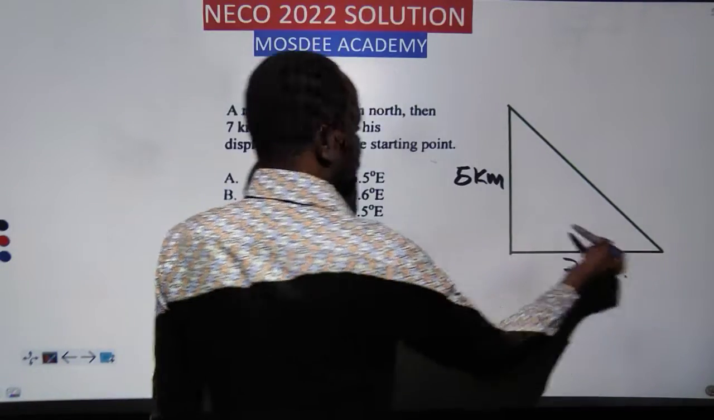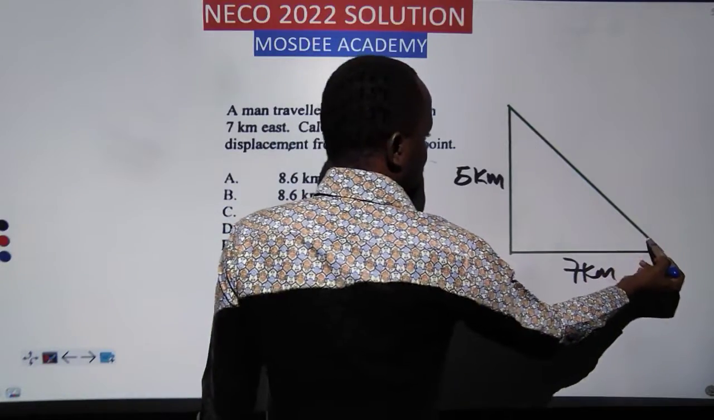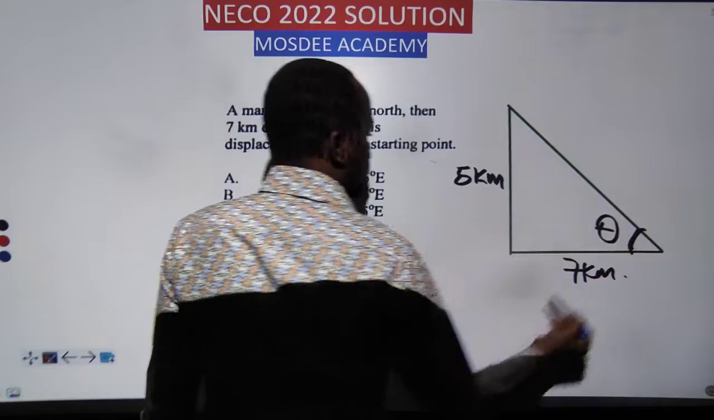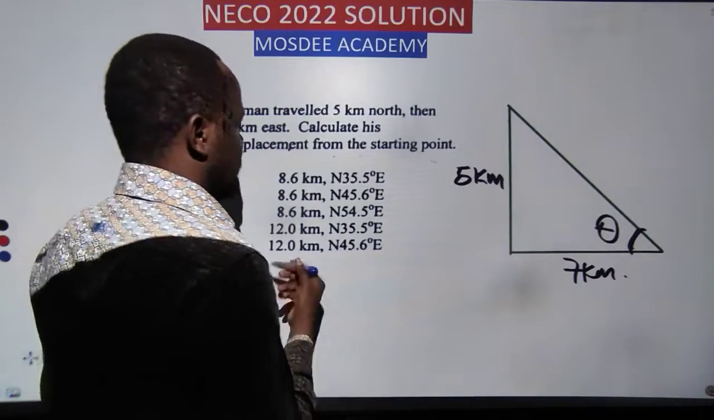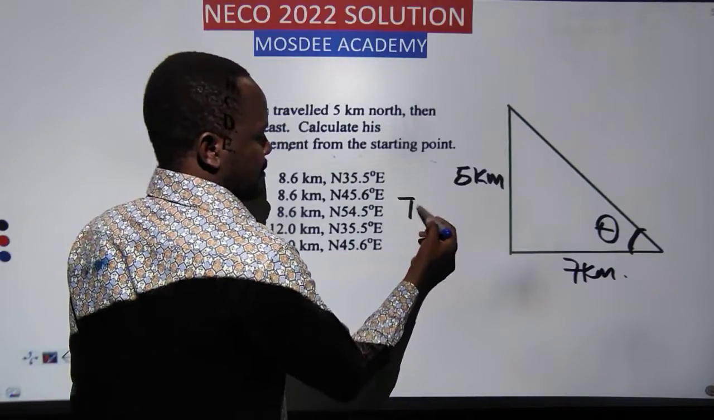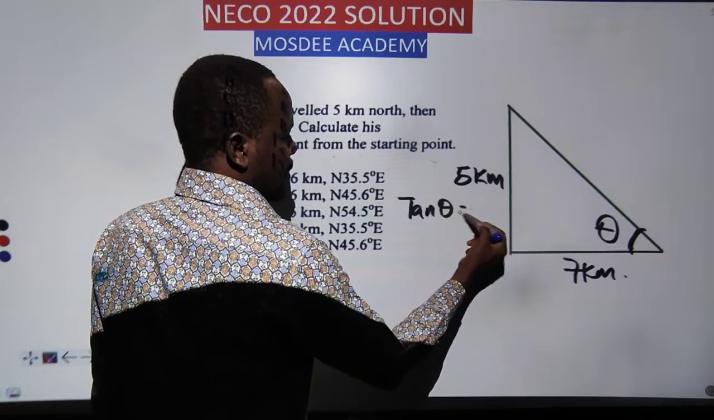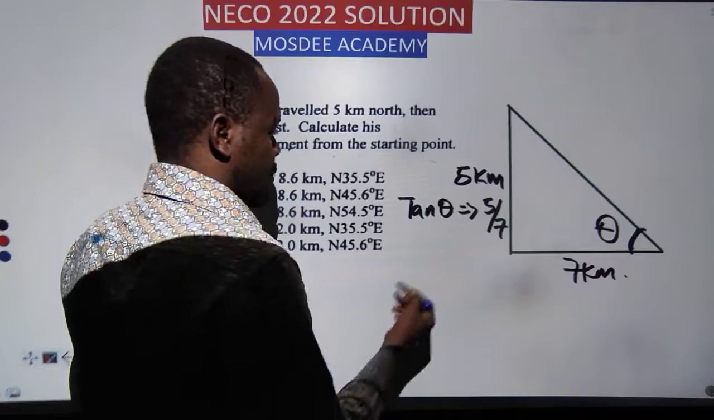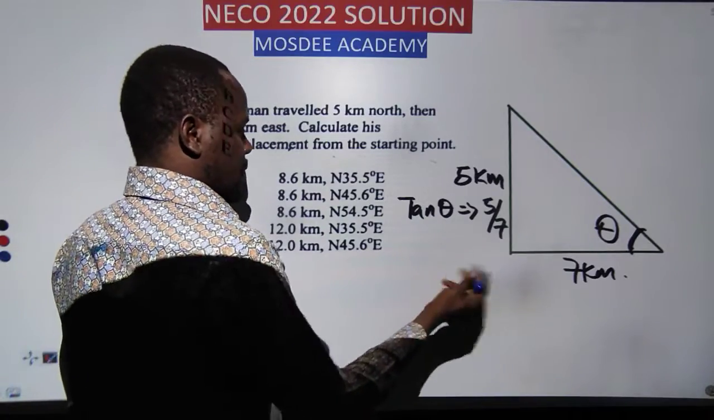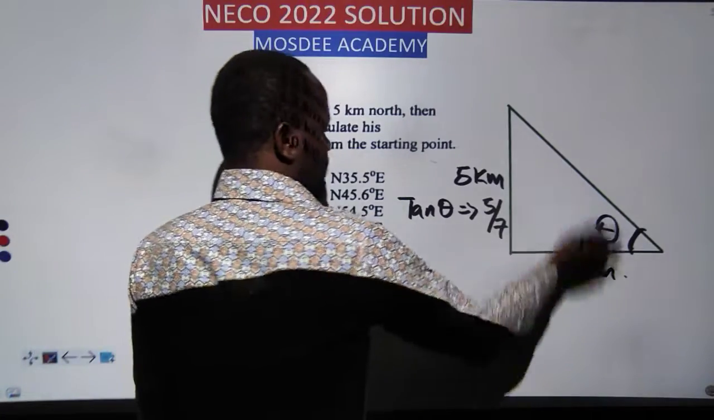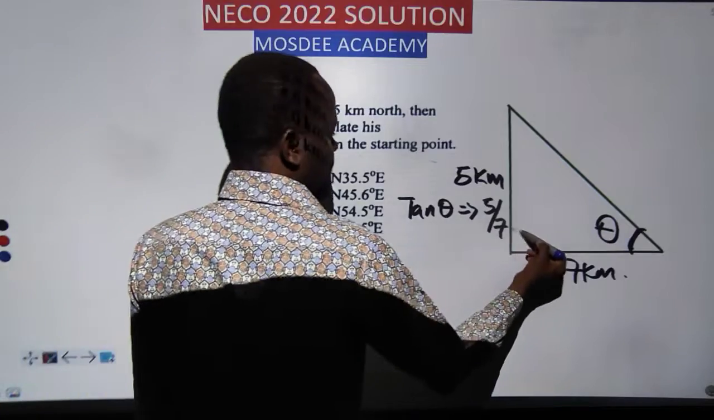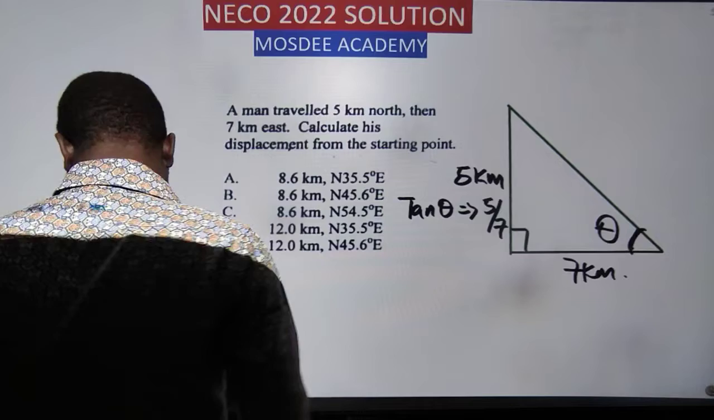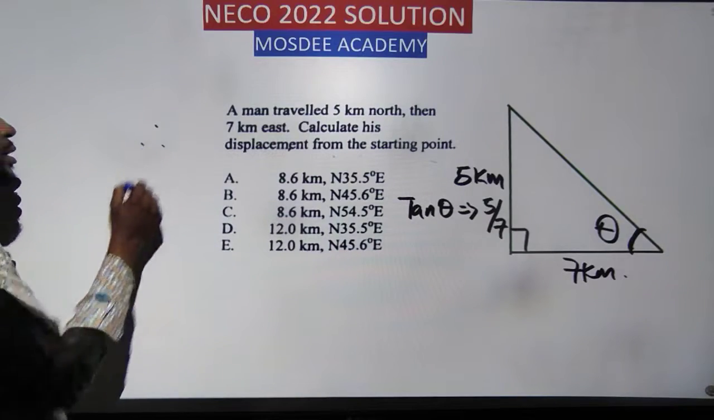With respect to the position of starting, this is opposite over adjacent, as you can see. I take this one as the angle of journey. So that is by saying tan theta equals 5/7. I don't have a calculator here, but with one I can get theta, the angle. Then to get the other side, I can use Pythagoras theorem, which I believe everybody can do.